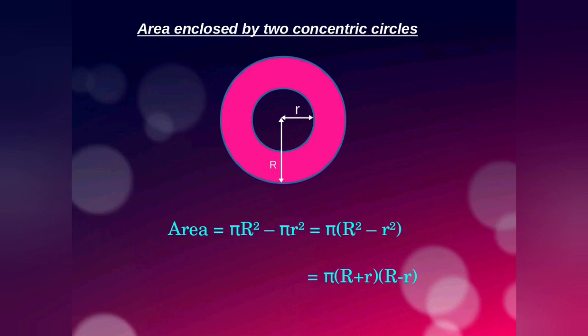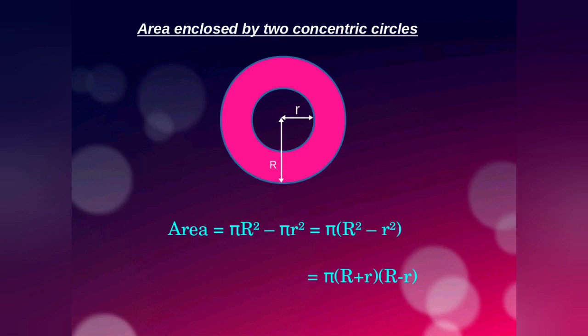Area enclosed by two concentric circles. If capital R and small r are the radii of two concentric circles, then the area enclosed by the two circles is equal to pi R square minus pi small r square. In both the terms pi is common, you can take it out, then that is equal to pi into R square minus r square. Here you can see there is an identity, a square minus b square, the third identity.